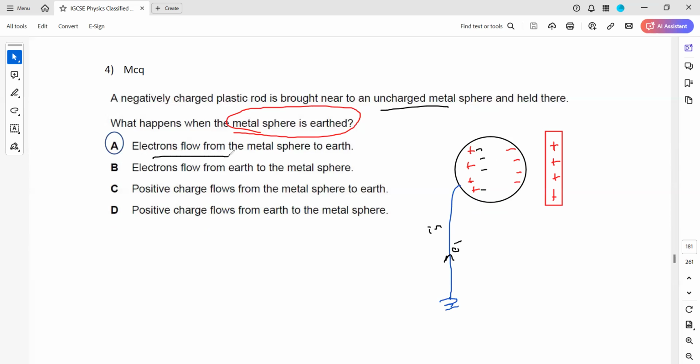So electrons will flow from the... For this one, electrons will not flow from the metal sphere to the earth. The electrons will flow from earth to the metal sphere. B should be the right answer. I will do a correction for this because usually sometimes as I'm marking. So B should be the right answer, that the electrons will flow from earthing to the metal sphere.